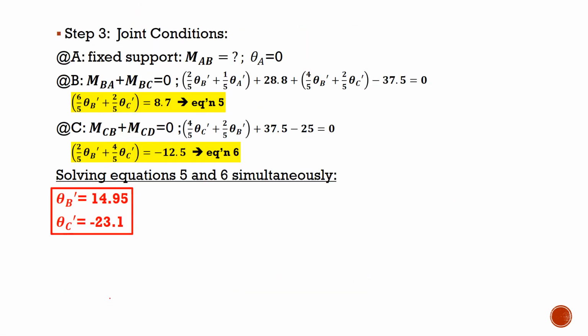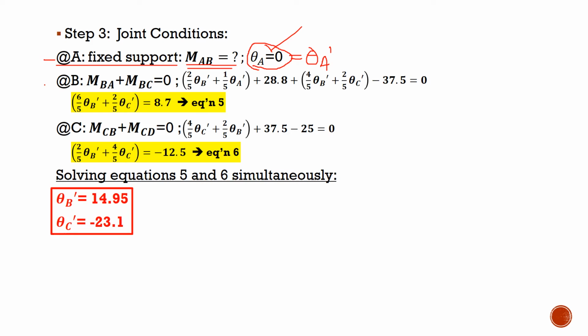So that is step 2. Step 3 is the joint conditions. The joints here are the supports. At A, our support is fixed, so there is no rotation. So what we get there is theta A equal to 0, and if theta A is 0, then theta A prime is also 0. We will use this later when we substitute into the other joints.